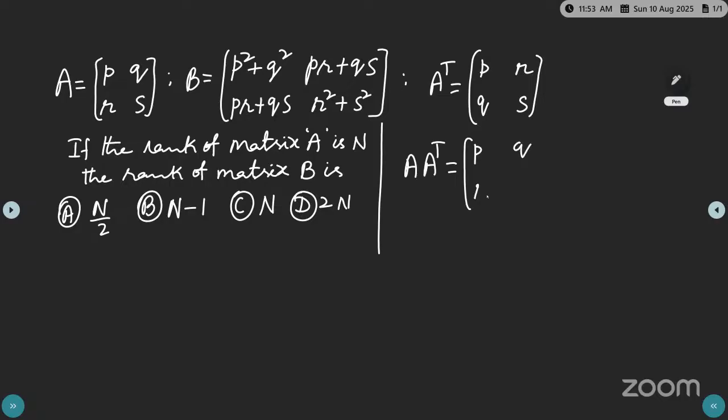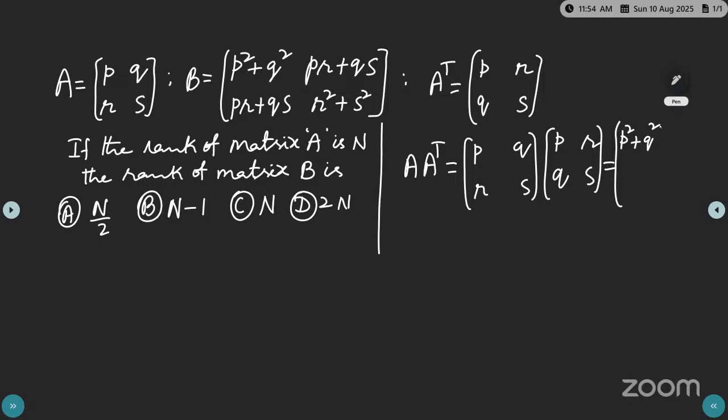PQ RS into PQRS. What is it now? P square plus Q square. So in B, we have P square plus Q square, R square plus S square. So you try to write A into A or A into A transpose. We have only two options, A into A or A into A transpose. That observation gives you the marks here.